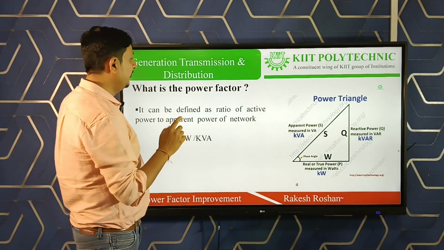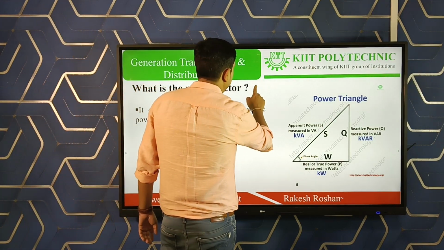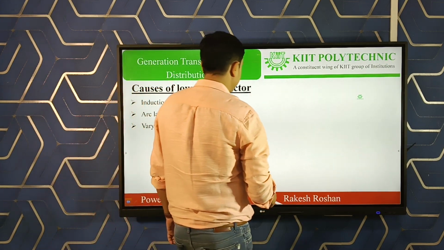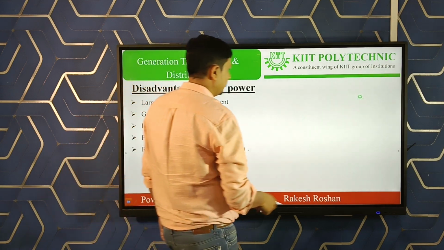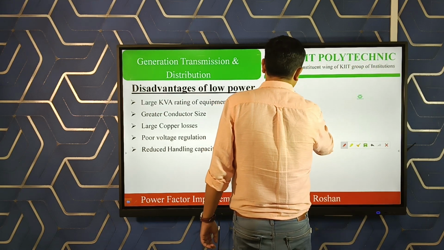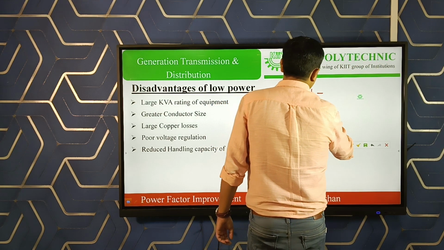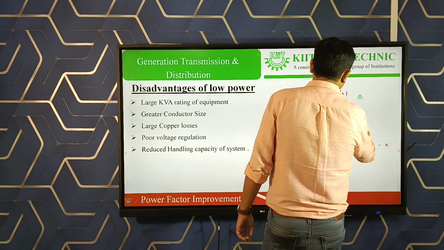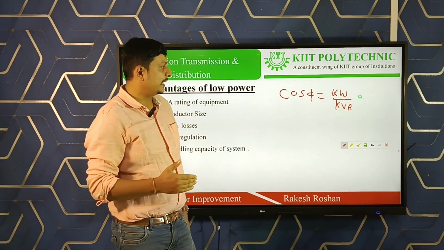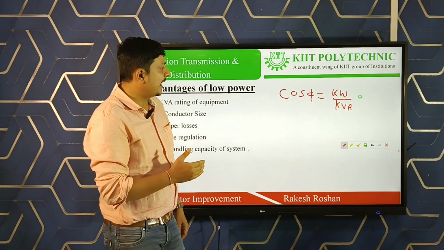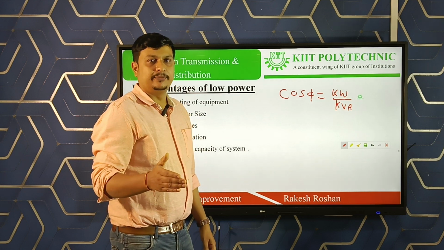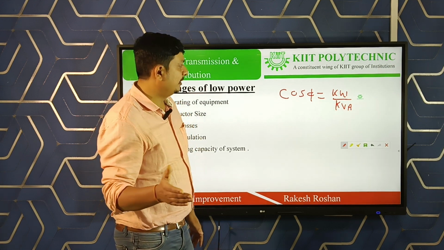So power factor cos phi, you can better understand by this equation. What is cos phi? Cos phi equals kW divided by kVA. kW is the unit of active power and kVA is the unit of apparent power. So basically, power factor is the ratio of active power to apparent power.